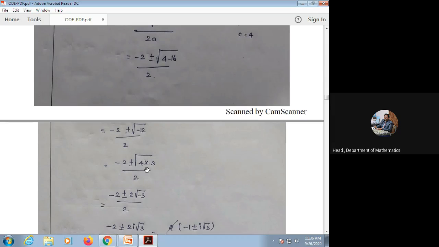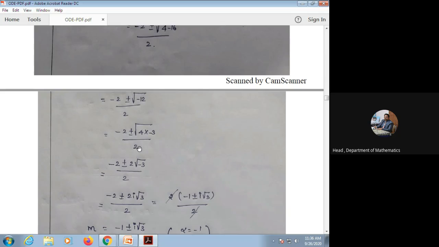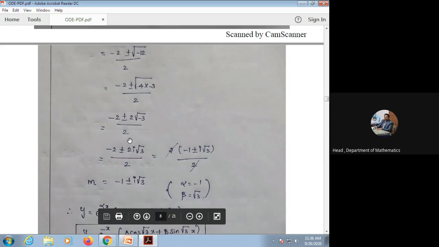Divided by 2. Then you have to write minus 2 plus or minus square root of minus 12, we write 4 into minus 3, divided by 2. Then take root 4 outside, that is 2, square root of minus 3, divided by 2. The root of minus 3 is i into root 3; we can't take the root of 3 further. Therefore, minus 2 plus or minus 2 i root 3 divided by 2. Take 2 outside in the numerator, then the remaining term is minus 1 plus or minus i root 3 divided by 2. Cancelling, we get m equal to minus 1 plus or minus i root 3. This is the imaginary root.